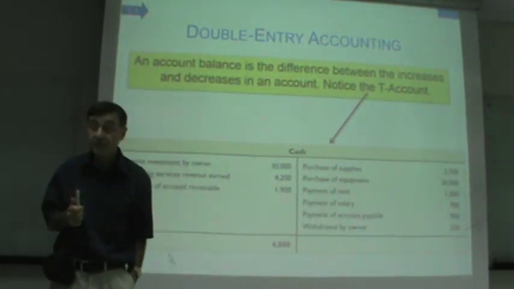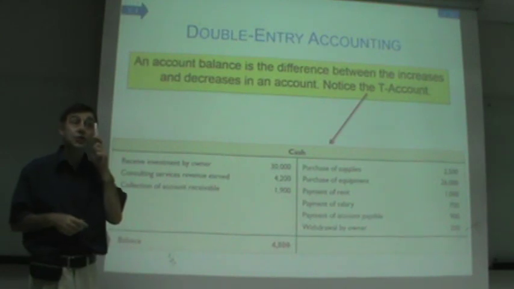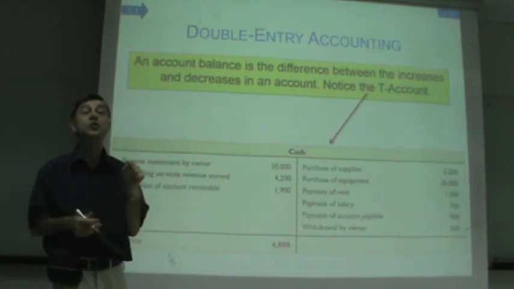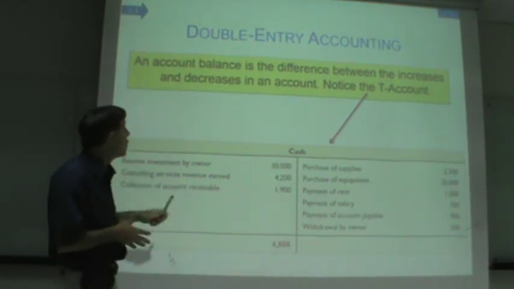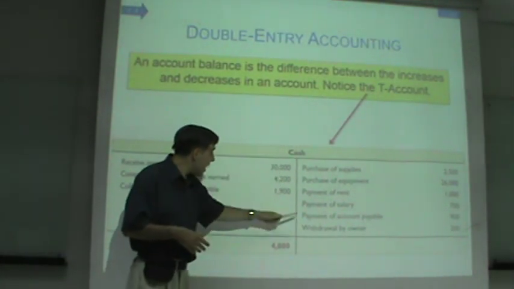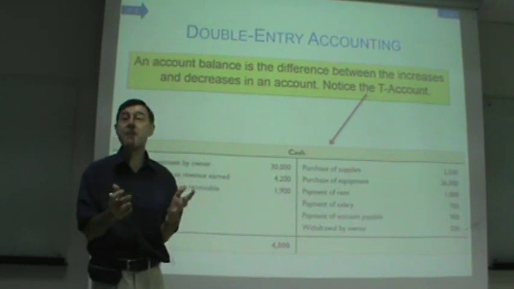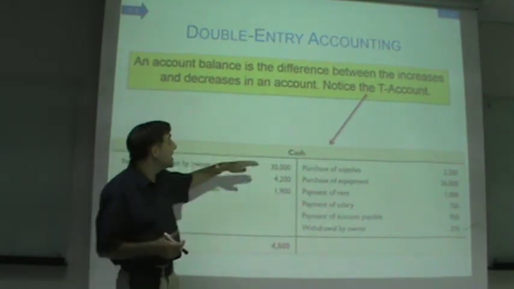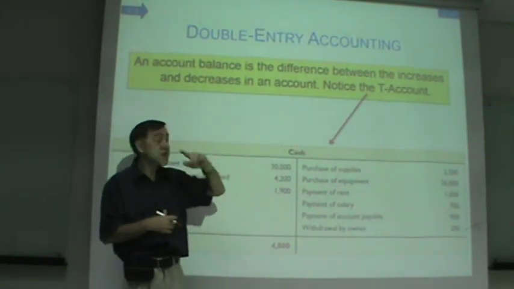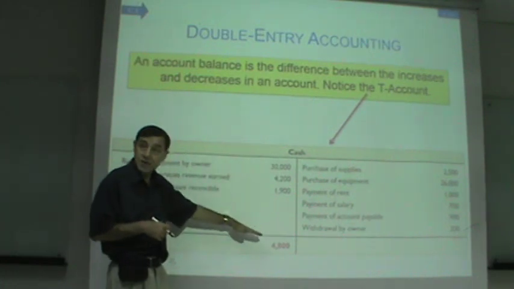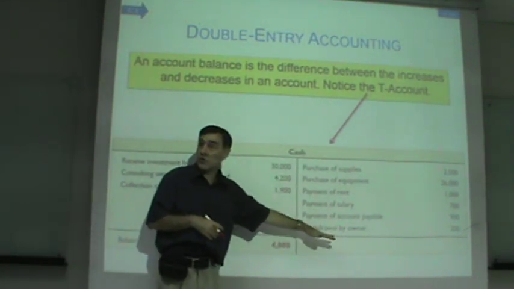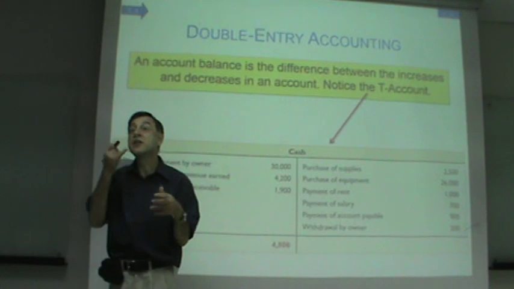Okay. So, now we get to the concept of account balance. So, you've got a T account, and at the end you've got a balance. So, what is the balance? The balance is the total difference between all debits and all credits.